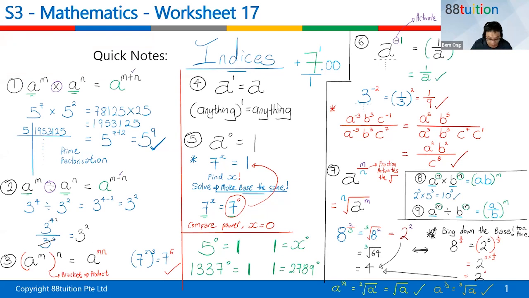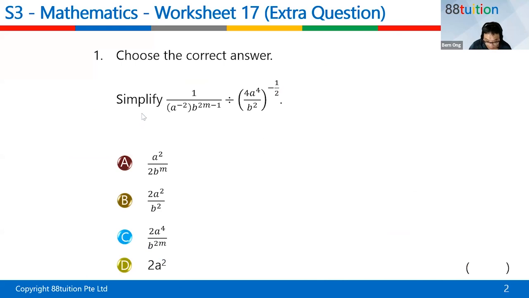All right, so these are the notes for indices. I think I did it in worksheet number 4 or 5. I went through all the indices kind of questions down here, the rules. Some of the important things are down here. So if you can go and download this particular class notes, you can go through it.